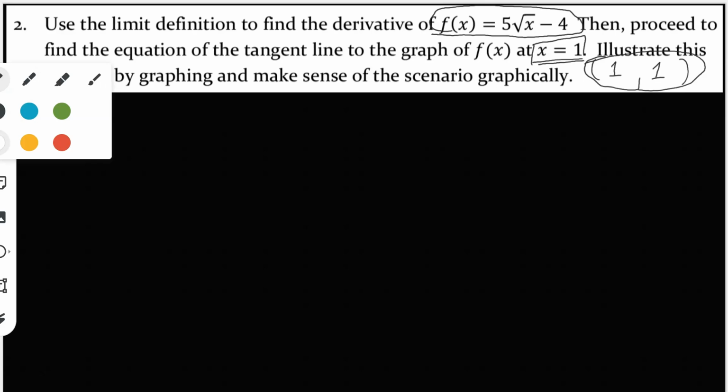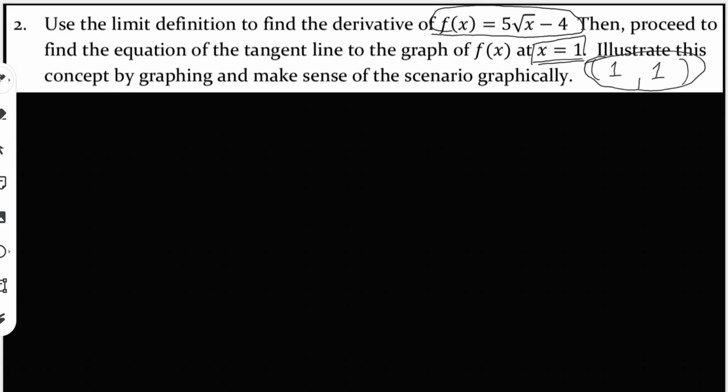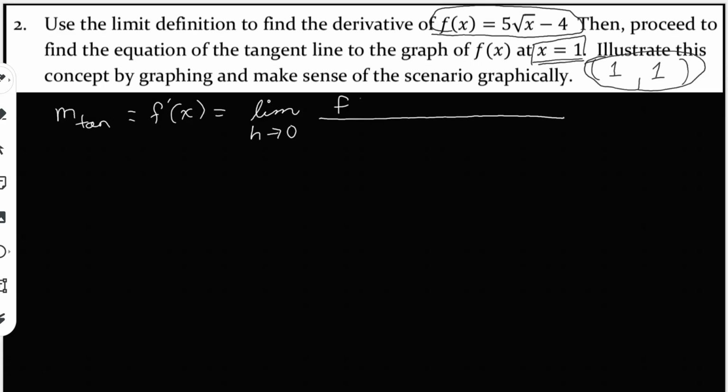So let's go ahead and do this algebraically, or using calculus, first. And then we're going to exhibit that on a graph so we can really understand what we are doing here in terms of a visual of the math. So the slope of the tangent line is the derivative of the function. The limit definition of the derivative is the limit as h goes to 0 of f of x plus h minus f of x, all divided by h. You should have that visual in your head from lesson 1, the definition.